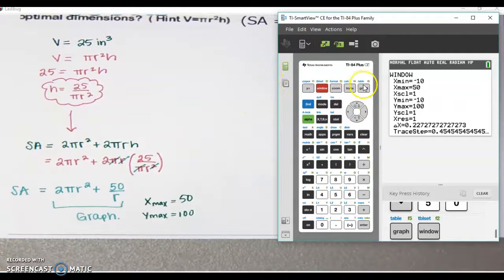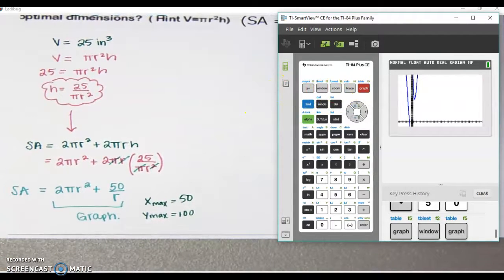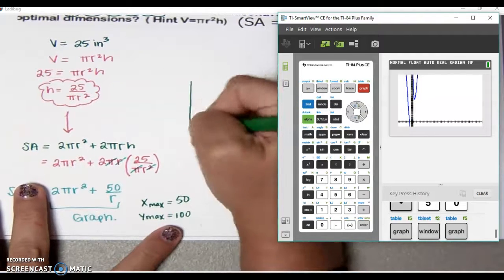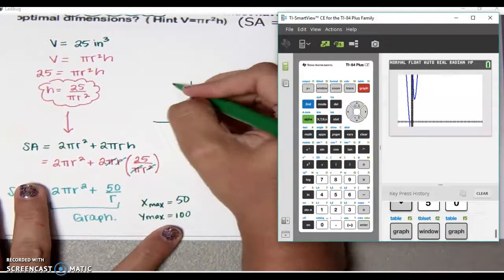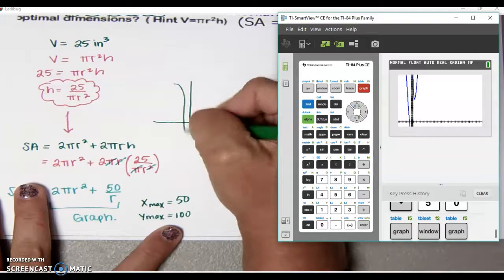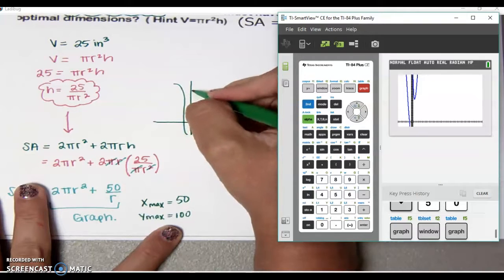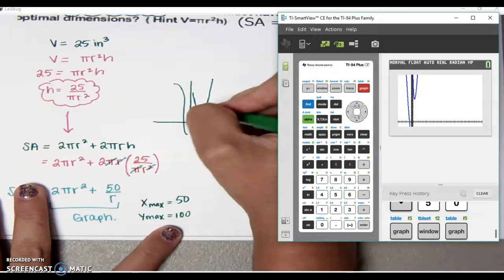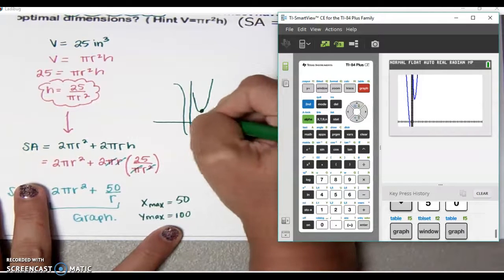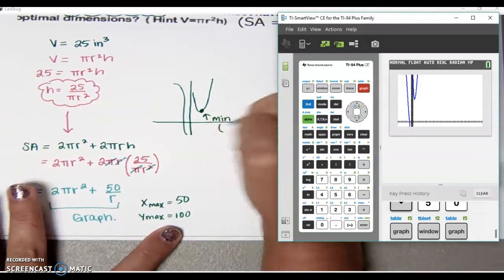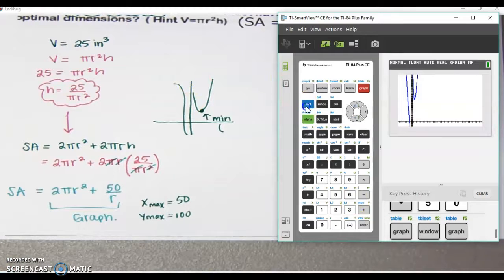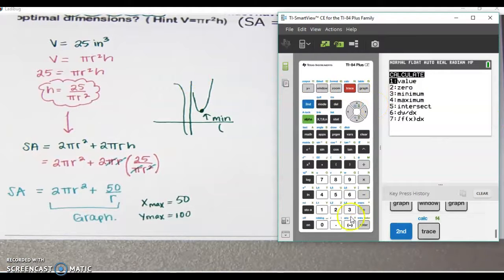Okay, so we go to our graph. Sketch our graph here. So what's going on is you actually have a line here, and then this part is where you actually have your minimum. So I want to find this minimum. So we're going to do second trace, minimum, number 3.